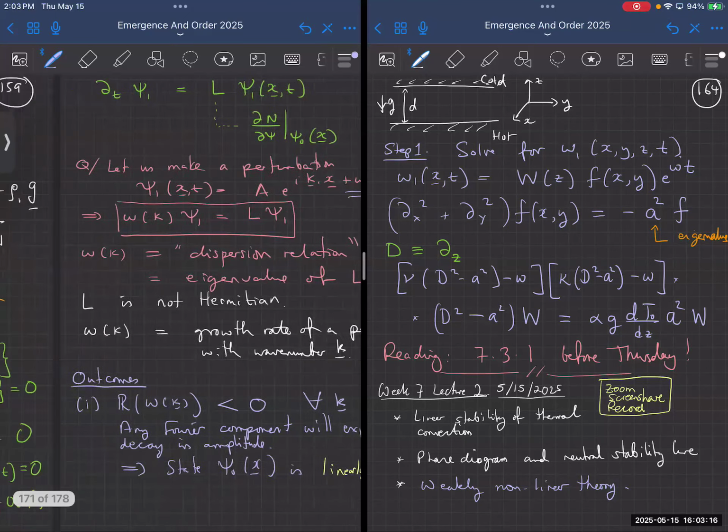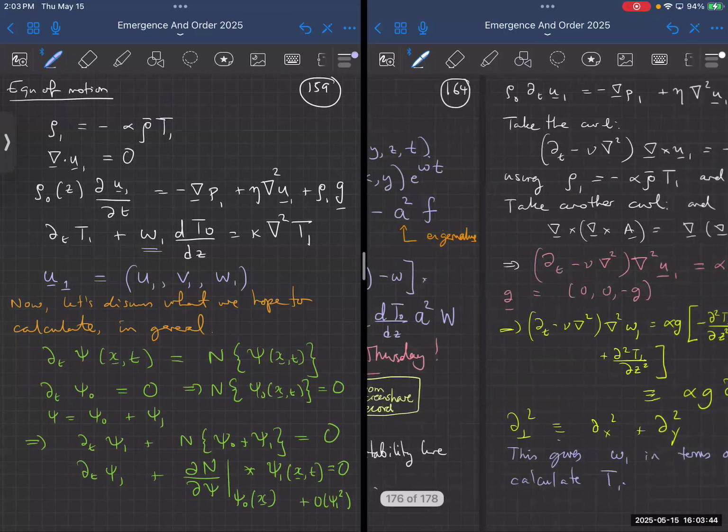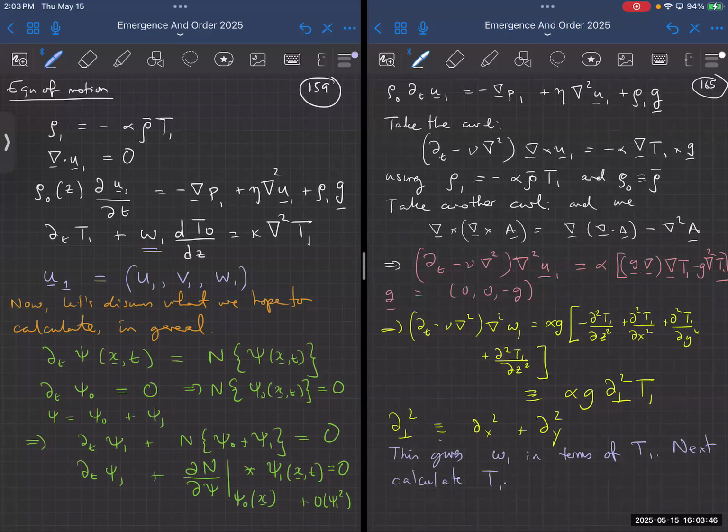So then what we started to do was to try to solve these governing equations. So I'm going to go back and show you how to do that with a bit more detail than I did in the last 5 minutes or so of last lecture. And then we will look at the phase diagram and what's called a neutral stability curve. We'll talk about the general types of instability that the patterns can be unstable to. And I'll show you at the end, if we have time, about the weakly nonlinear theory.